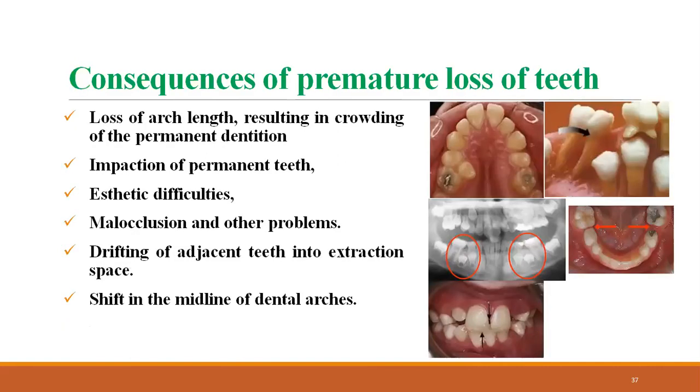So consequences of premature loss of teeth include loss of arch length, resulting in crowding of the permanent dentition. They also cause impaction of permanent teeth. Here we can see malocclusion and other problems, drifting of adjacent teeth into the extraction space. Here, a shift in the midline of the dental arch.